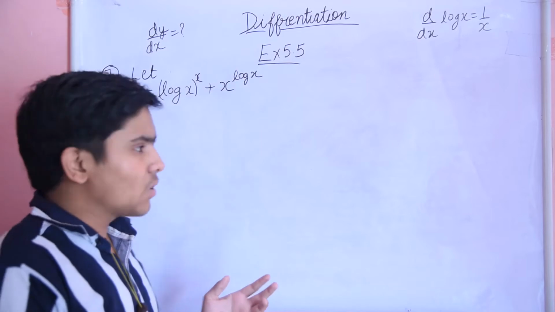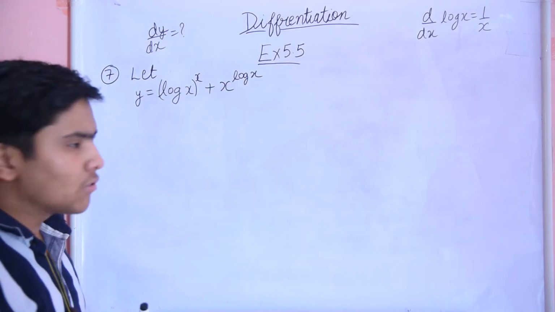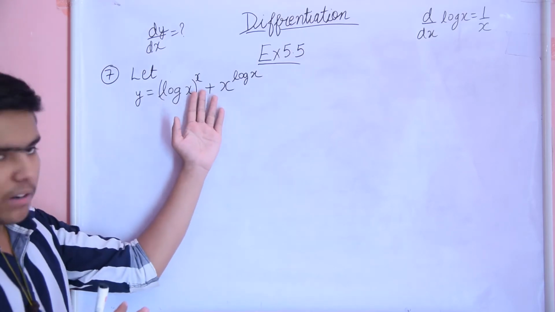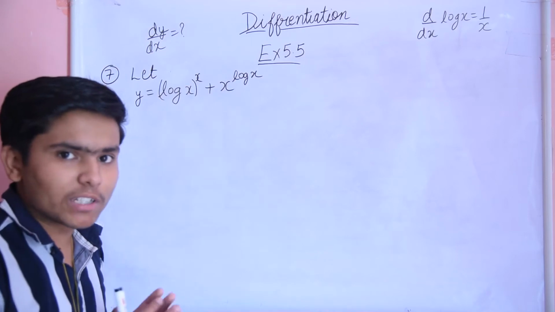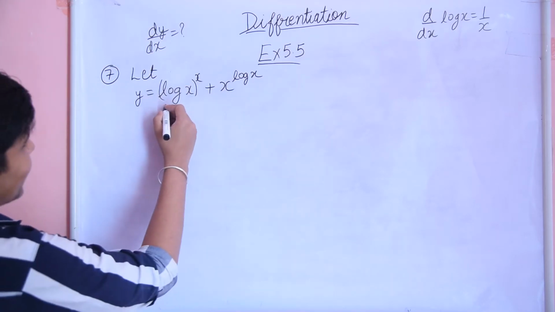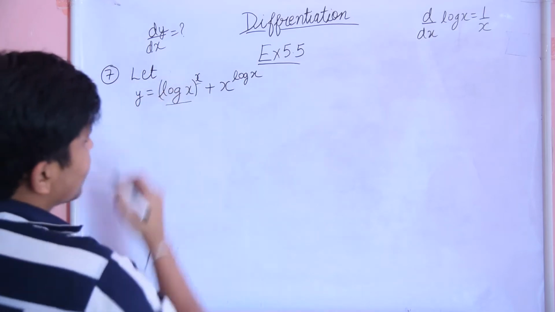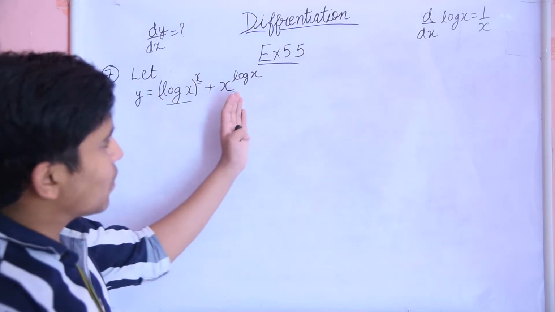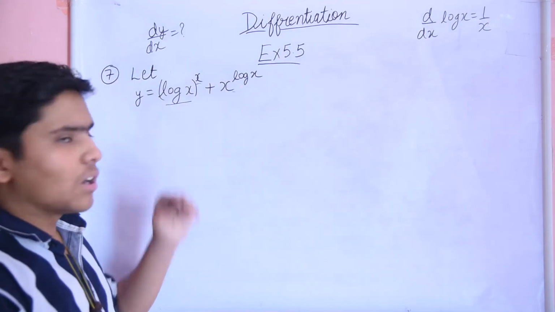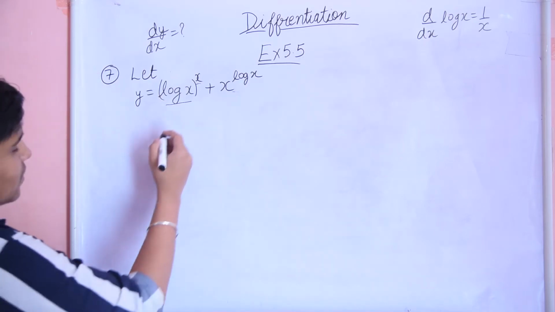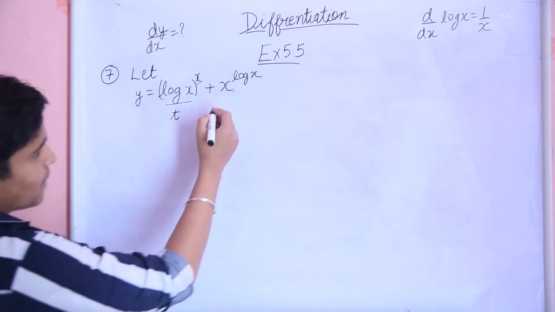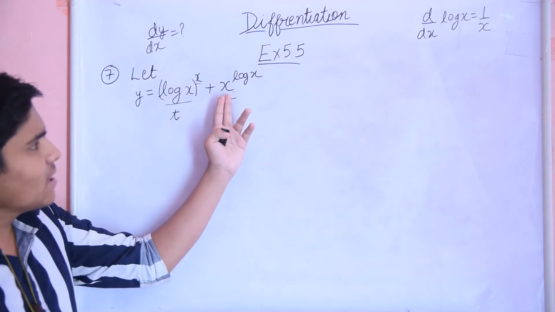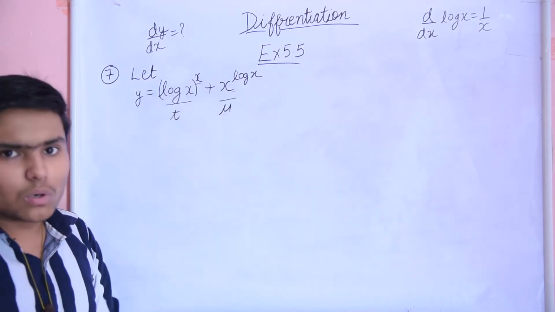As I have already told you, if you encounter any term or expression involving a power, we have to use the log function. Here you see that log x is raised to the power of x, and here the expression x is raised to the power of log x. So we will be using log here. First we will let these terms be separate. Let (log x)^x be t, and similarly let u be x^(log x).